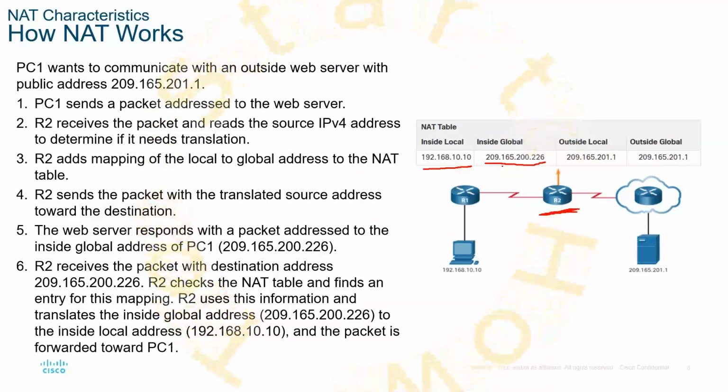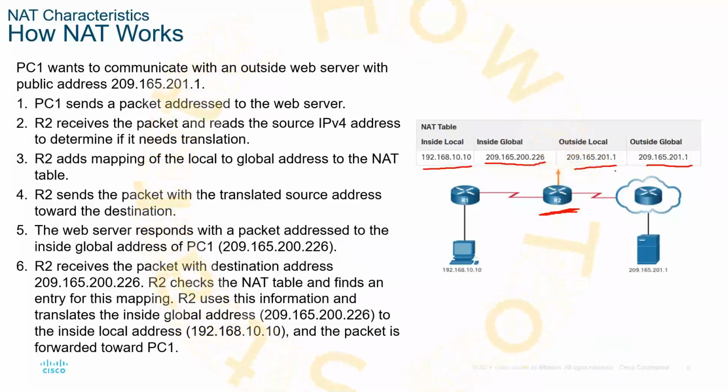R2 will send the packet with the translated source address towards the destination. The destination, you'll notice, is still going to be the same. So the outside local and outside global is essentially just saying the destination. R2 will send the packet with the translated source towards the destination.